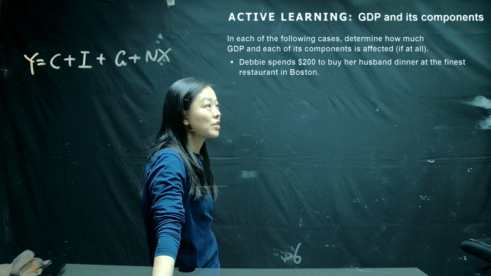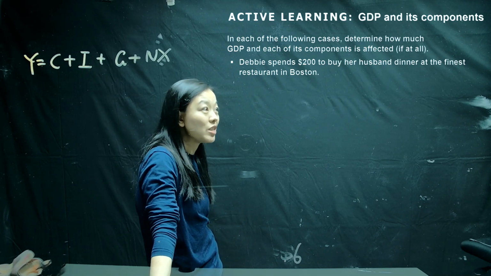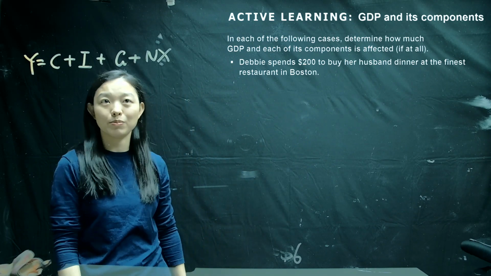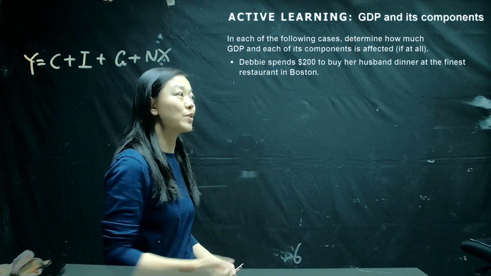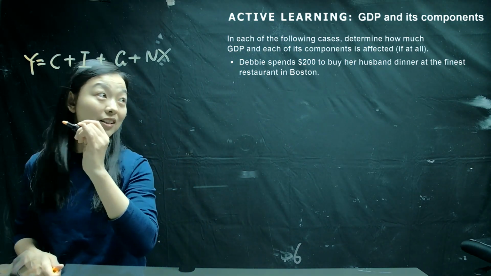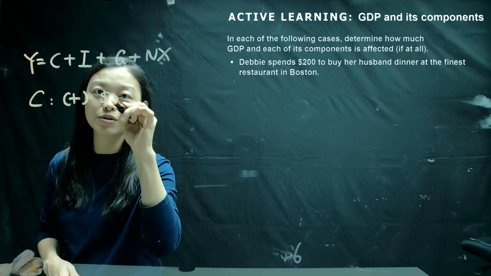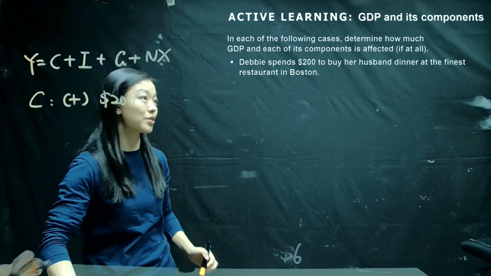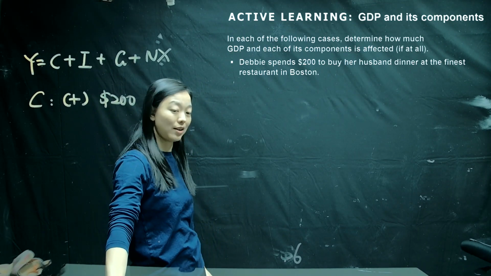In each of the following cases, determine how much GDP and each of its components will be affected. Debbie spent $200 to buy her husband dinner at the finest restaurant in Boston. How will that affect GDP? Debbie spent $200 to buy a fancy meal, a dinner. So definitely consumption will increase by $200, and GDP will also increase by $200. Nothing changes in investment, government spending, or net exports in this case.